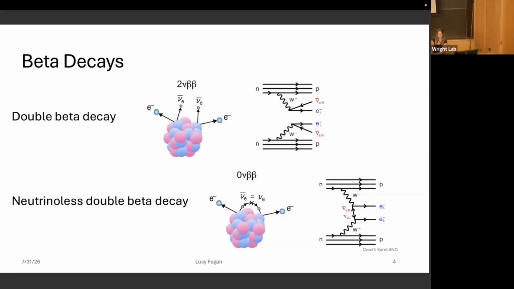So a normal beta decay, we have a neutron that decays into a proton, and it releases an electron and an antineutrino. Then we have double beta decay, which is where a beta decay happens simultaneously in the same nucleus at the same time. And what we're interested in is something called neutrinoless double beta decay. And this is a theoretical decay, which is where double beta decay happens, but the 2 antineutrinos are never actually produced. And this is a violation of lepton number conservation.